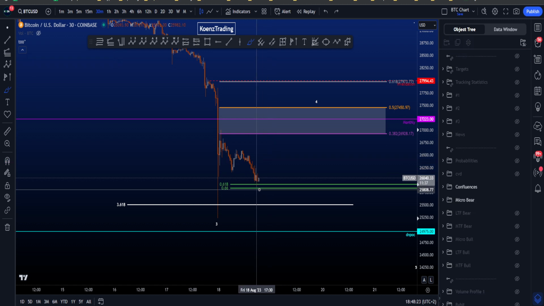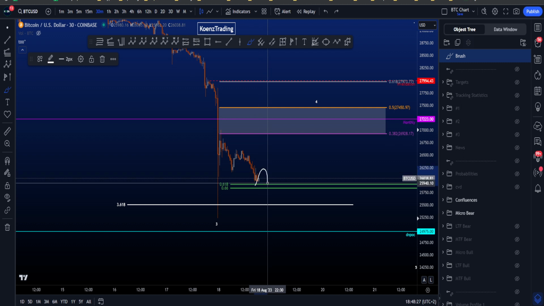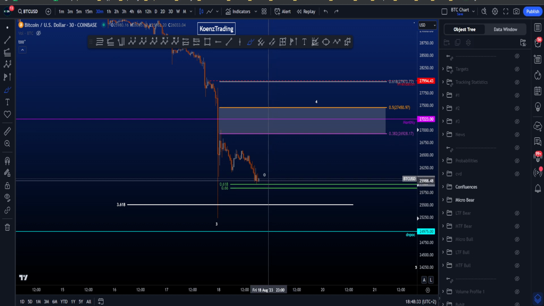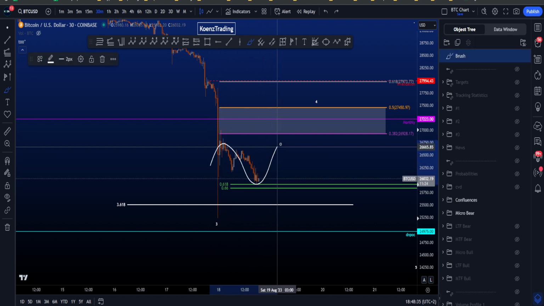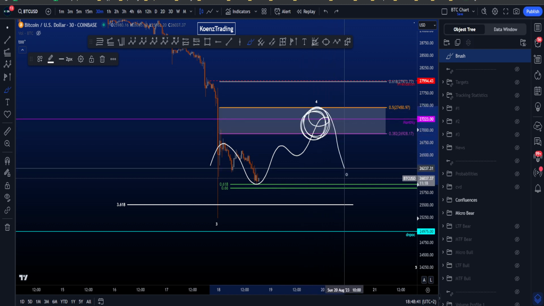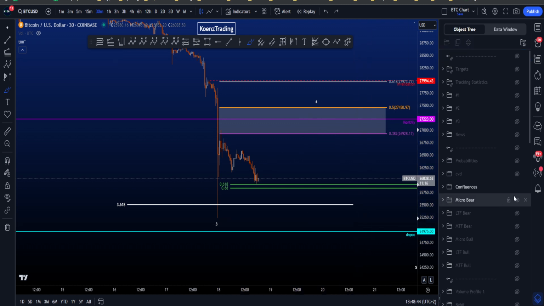Of course, you want to see proof of support. We don't YOLO, FOMO and catch knives. You want to see proof of support, whatever that is for you: market structure changes, divergences, any indicators you're using, for then potentially a move to the upside for the end of wave 4 around that monthly inside of this target area, which would be very nice, for then a move to the downside for a wave 5.